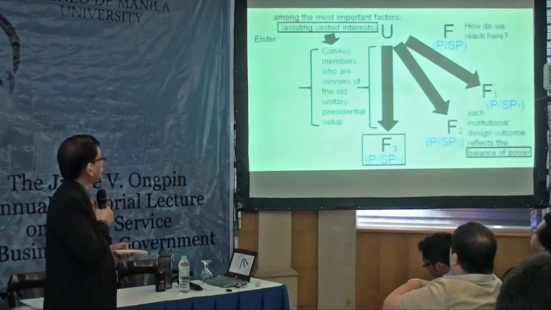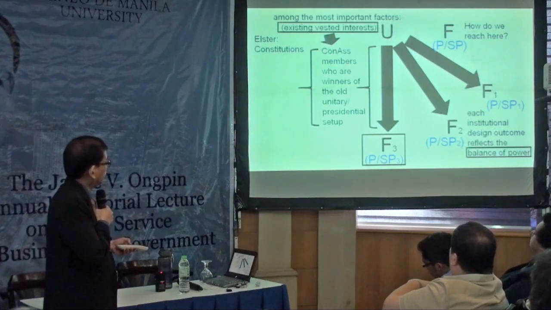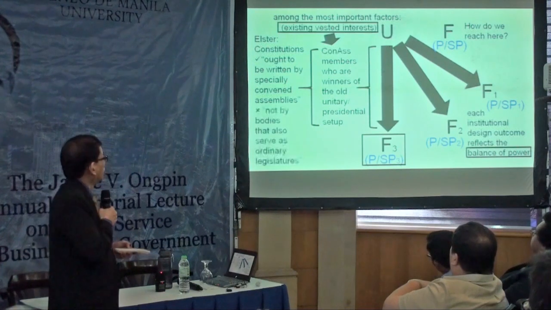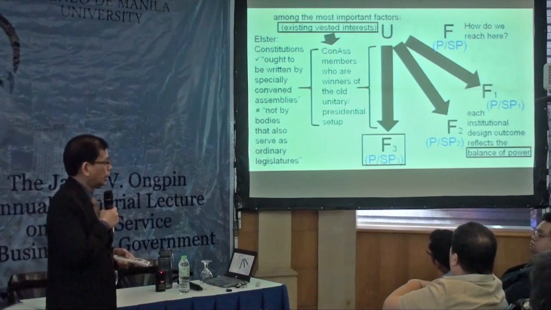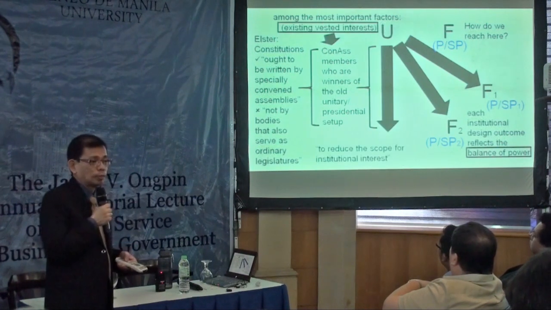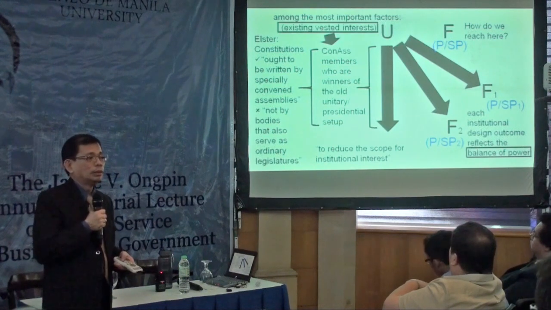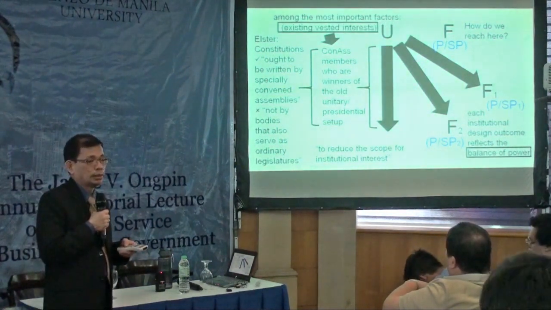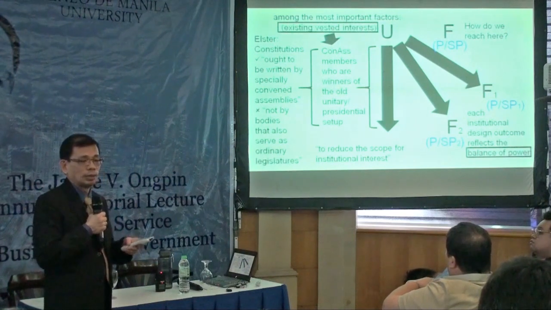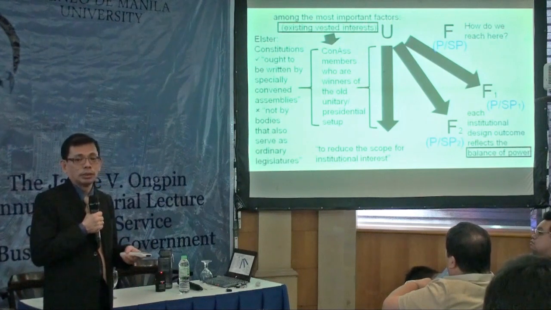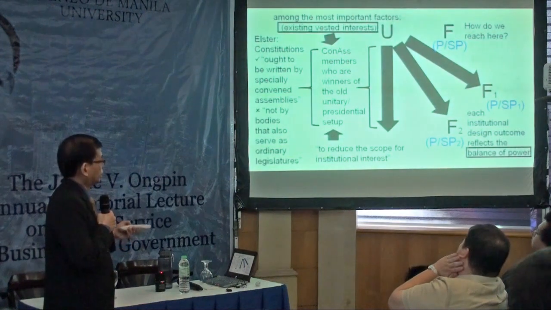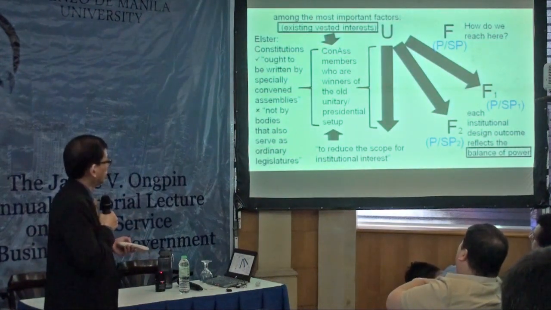in the same work that we encountered earlier, says constitutions ought to be written by specially convened assemblies, not by bodies that also serve as ordinary legislatures. The reason being, in order to reduce the scope of institutional interests. Meaning that the very best of political science says, don't do constituent assemblies that are legislative assemblies. Okay? Go for something more democratic if you're crazy enough to actually change your form or system. So in this context, that's the CONAS members there.